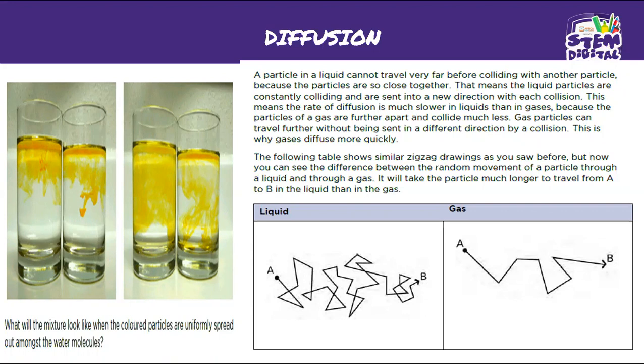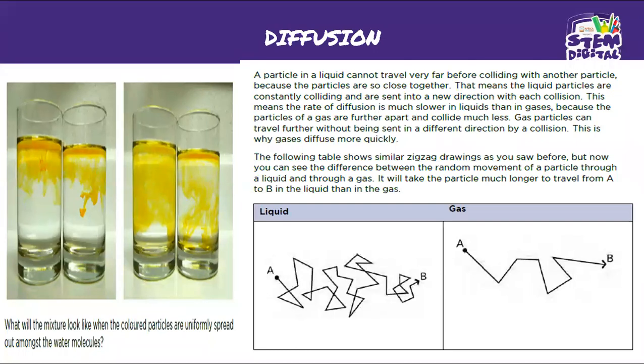This means the rate of diffusion is much slower in liquids than in gases, and even much slower than in solids. Because the particles of gases are further apart and collide much less, gas particles can travel further without being sent in a different direction by collision.